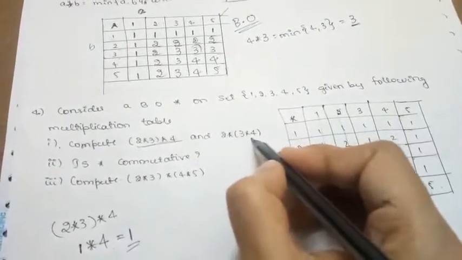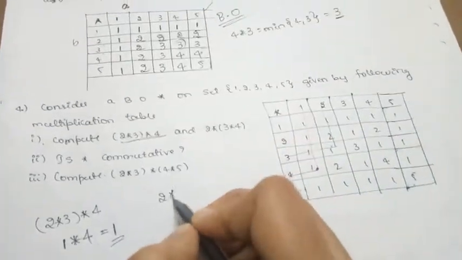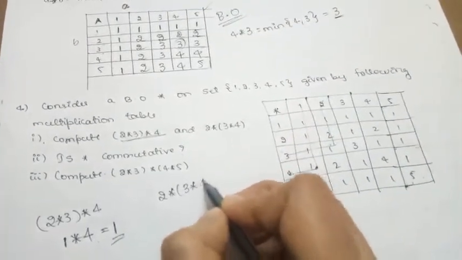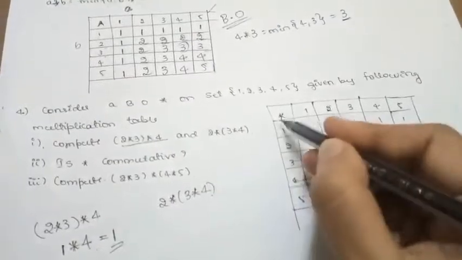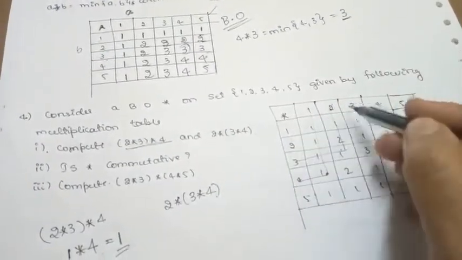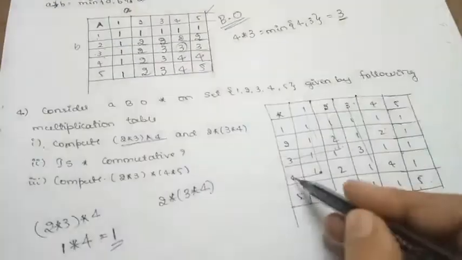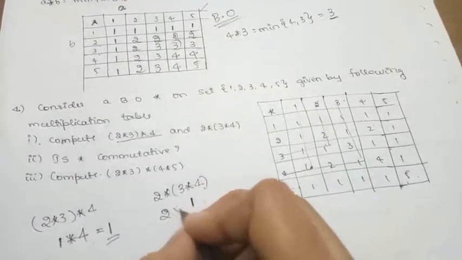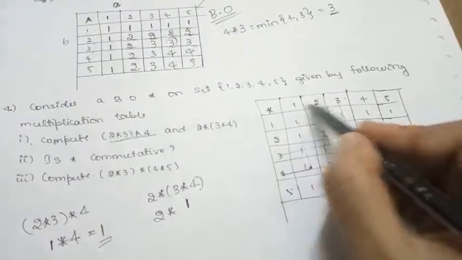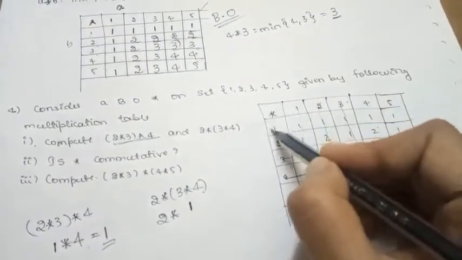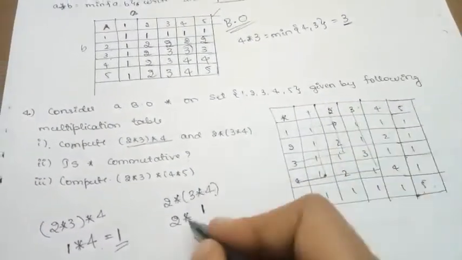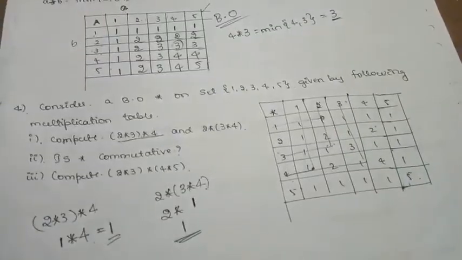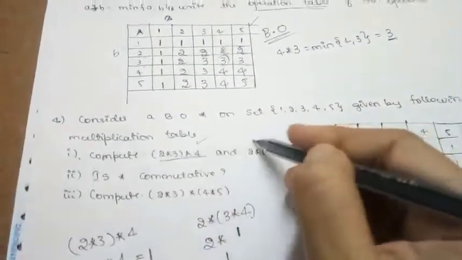Similarly, let us look into this one, 2 star 3 star 4, taking 3 star 4 first. What is 3 star 4? Obviously it is here, 3 star 4 is 1. So next it is 2 star 1. 2 is from here, star 1. This place it is again 1. So 2 star 1 is 1. So we have computed these two now.